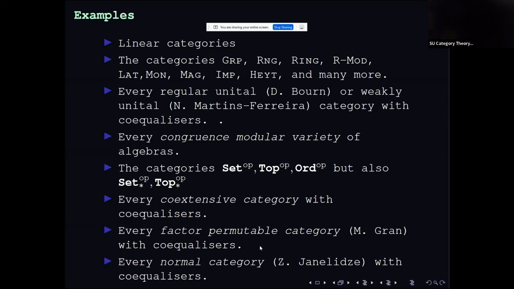And then some more categorical examples. Factor permutable categories were introduced by Marino Gran as a generalization of factor permutable varieties. And these are actually much more general than congruence modular varieties, and they also satisfy the condition.